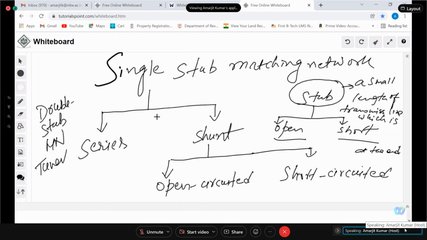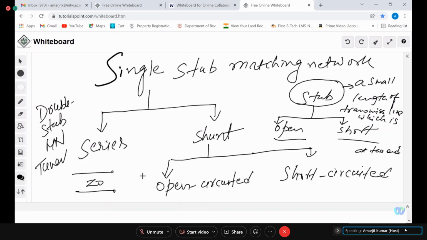So how to match the feed line, a transmission line of characteristic impedance Z naught, with the load having the complex impedance ZL. In between we need a matching network.